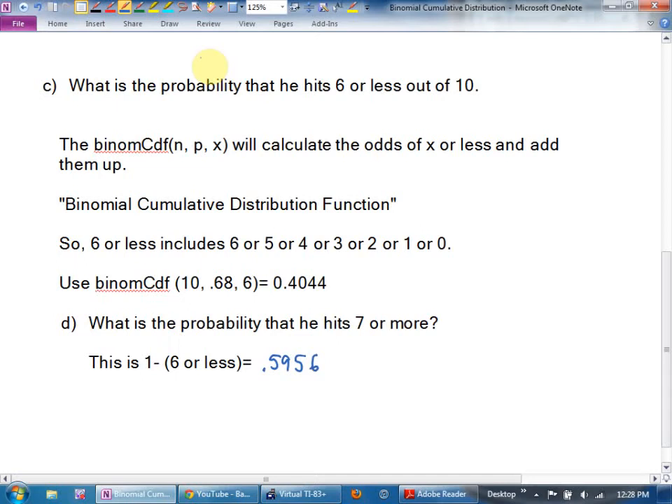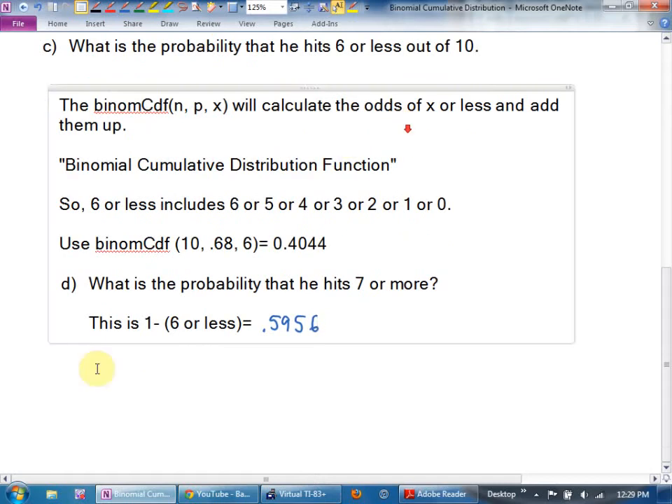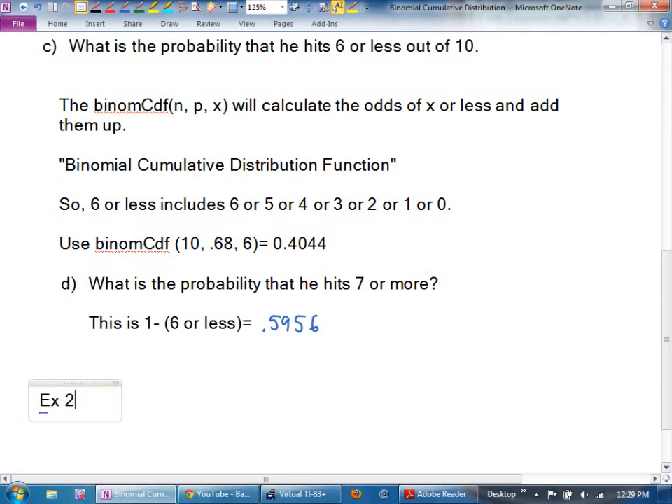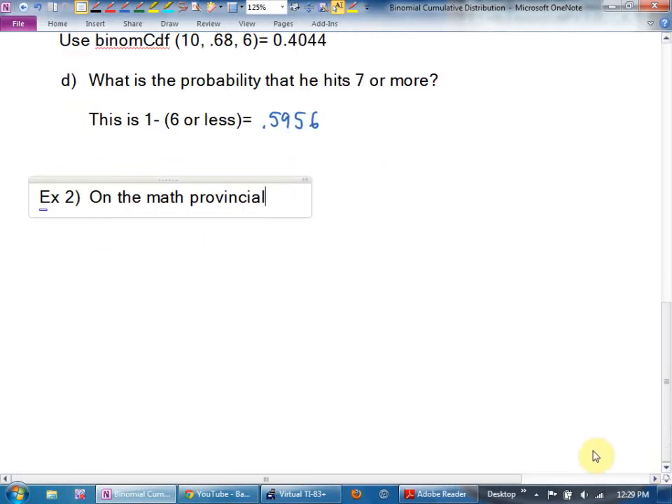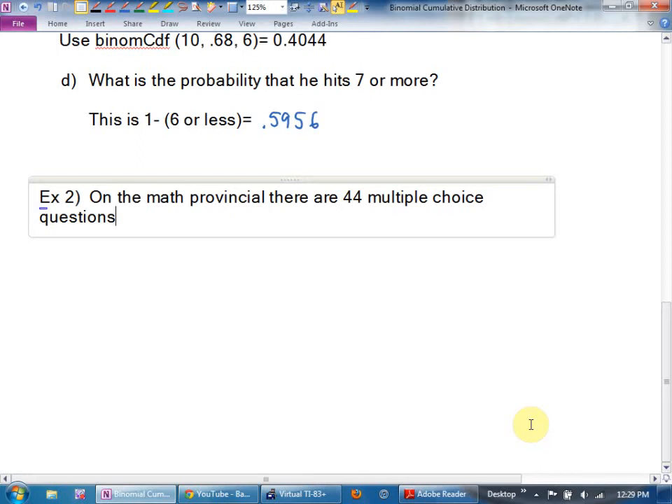Well, math, okay? Example two, on the math provincial, there are 44 multiple choice questions with four possible answers for each. In other words, what are the odds of guessing right on any one question? One out of four.